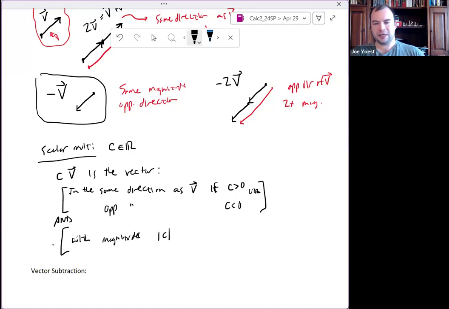Its magnitude is going to be the absolute value of c times the magnitude of the original vector. So we multiply the magnitude by the absolute value of c. If c is positive, we keep it in the same direction. Otherwise, if c is negative, we switch directions.